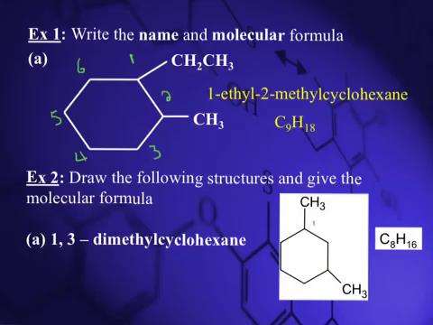It doesn't matter if you number it clockwise or counterclockwise, but in our diagram it's numbered clockwise, so let's do that. And here we see we have a methyl branch at position 1 and a methyl branch at position 3. So here we have 1,3-dimethyl cyclohexane.